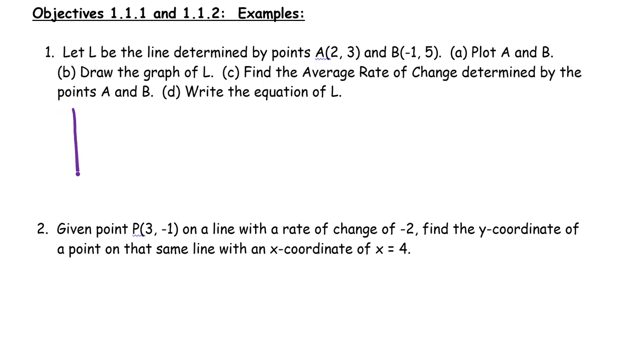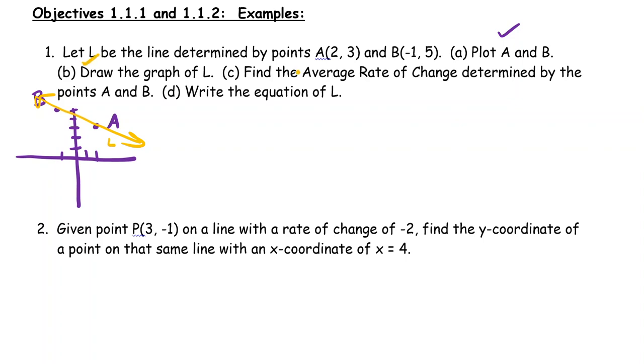So to plot the points, just draw yourself a quick little Cartesian plane with the ordered pair (2, 3). That means you move right 2, up 3, plot the point, call it A. And B is at (-1, 5). Plot the point, call it B. And we have done this. Draw the graph of L. Well, I will then connect these 2 points together with a line, and I'll label the line L. All right, I did that.